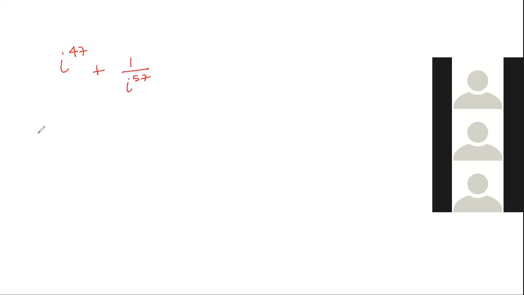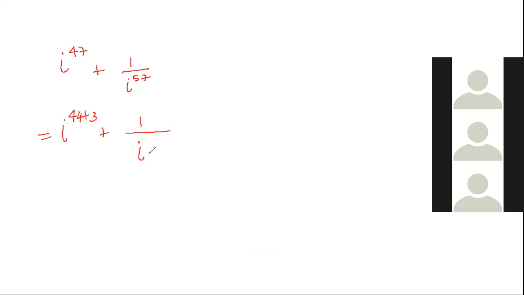So can you calculate this? What is the nearest multiple of 4 to 47? It is 44. So I can write this as 44 plus 3. That is a multiple of 4 plus 3, and the 44 part will go away, so i cube.